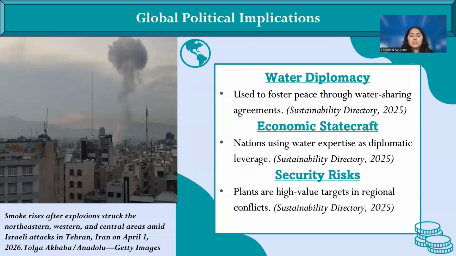There are also political implications since desalination has become a tool for water diplomacy, allowing nations to help water-stressed neighbors and create water-sharing agreements that form regional stability. However, this creates a new kind of vulnerability. Since these plants are critical infrastructure, protecting them is a matter of national security.